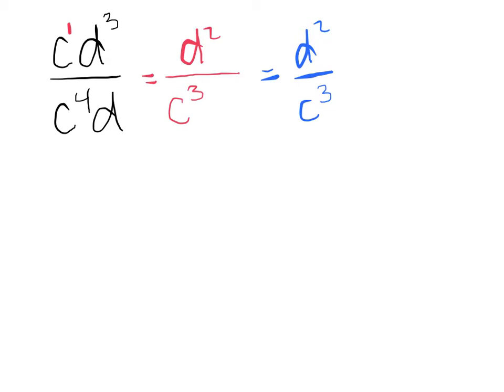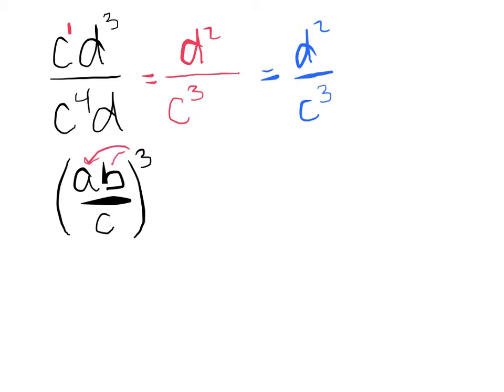So let's look at another one. Let's do a b over c, all cubed. This is one that we can do two different ways. We can remember that there's a property that says I can just make everything in here cubed, which would be a cubed, b cubed over c cubed.